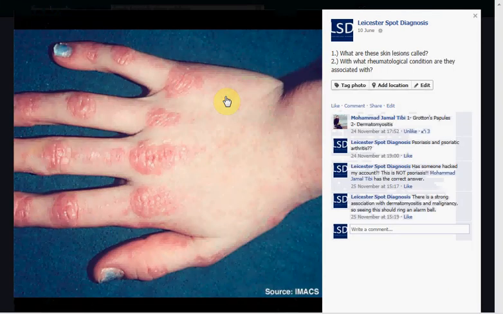Next case. What are these skin lesions called? Well, these are Gottron's papules, seen in dermatomyositis. If you see these, they are actually strongly indicative of underlying malignancy. So if you see these, do investigate your patient for underlying malignancy.